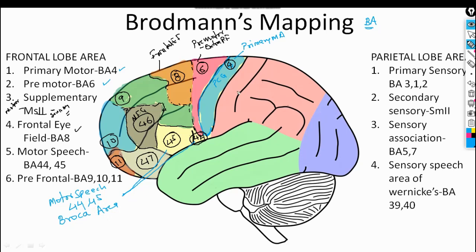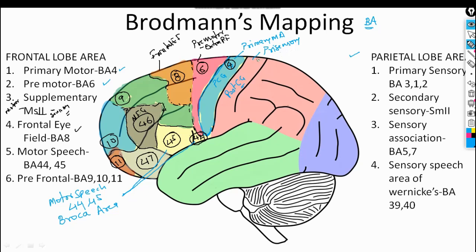Clear? Now we will see the Brodmann's areas in the parietal lobe. So here in this postcentral gyrus, we see the primary sensory area.